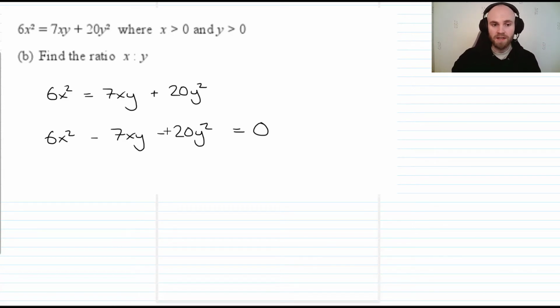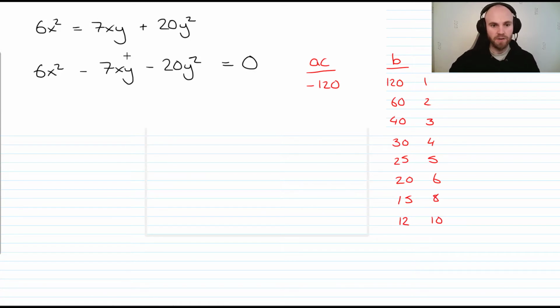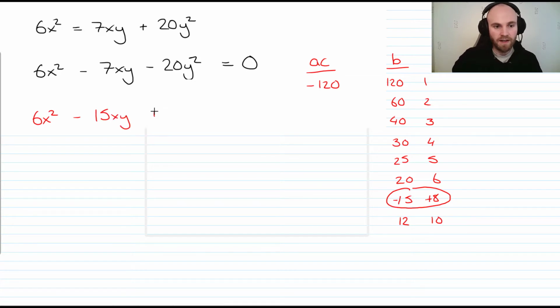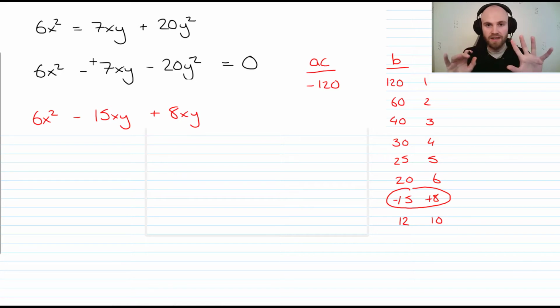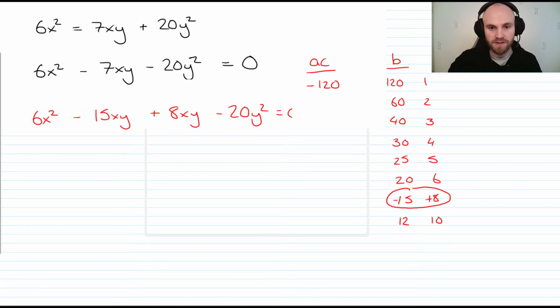Also, because we have a complicated quadratic, it's going to be a good idea to use splitting the middle term. So these are going to be our combinations, and we need to add these together to give us minus 7. The only one that works is plus 8 and minus 15, which add together to give minus 7. So we're going to have 6x squared, and we split the middle term so it becomes minus 15xy plus 8xy. If we added these two together, it would just give us the original again, so we've just rearranged it. Minus 20y squared equals 0.